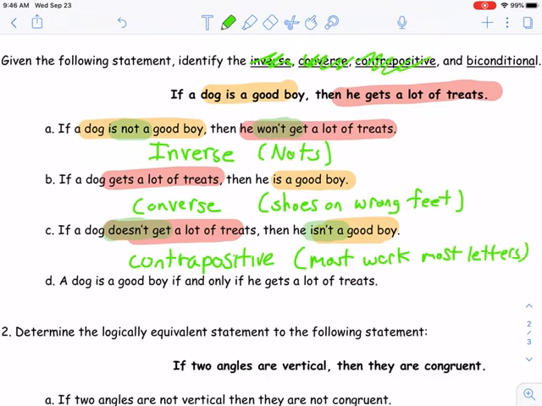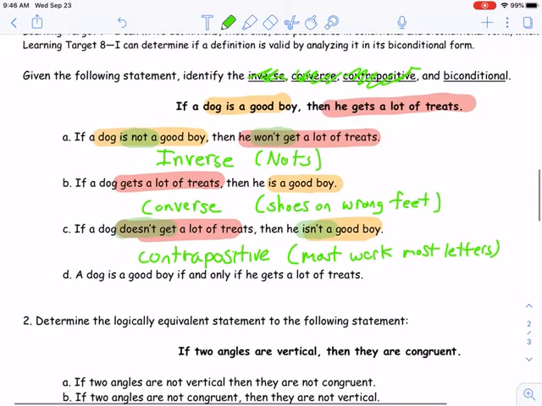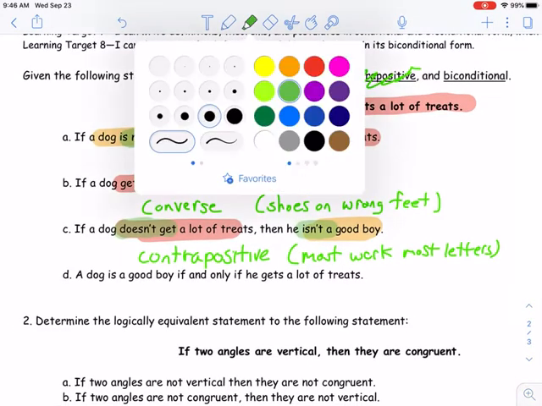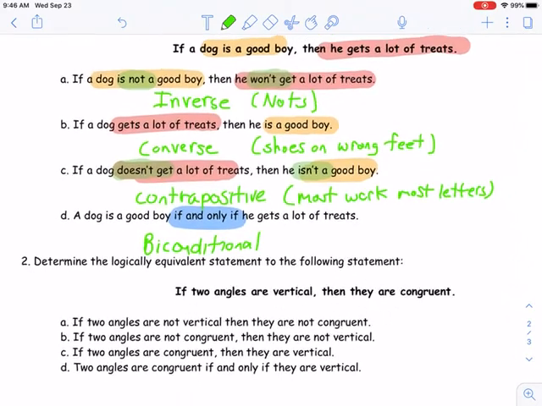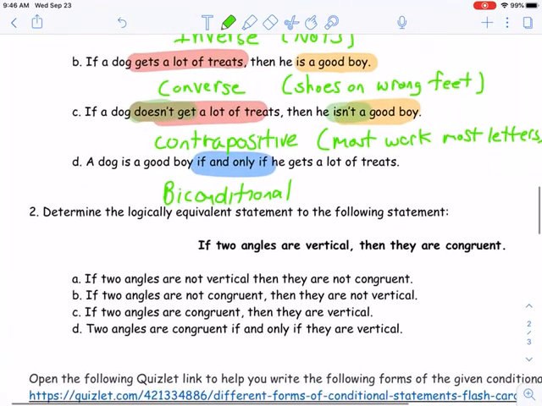So kind of going in order here. And then, in my humble opinion, biconditional is the easiest one to identify because it's the only one with if and only if. That should be a dead giveaway that it's the biconditional. A dog is a good boy if and only if he gets a lot of treats. And then determine the logically equivalent.